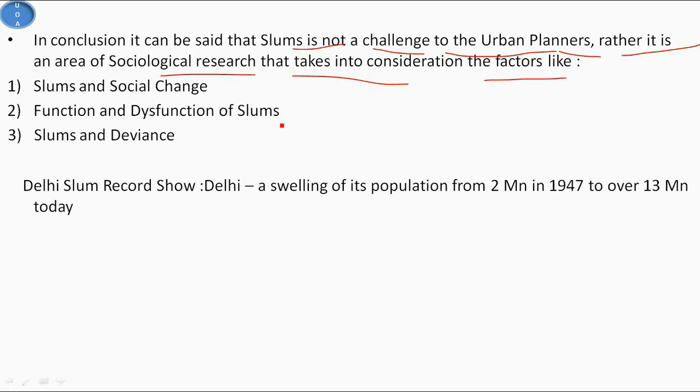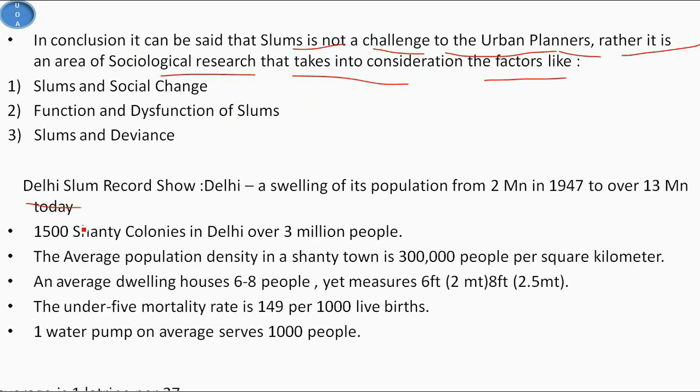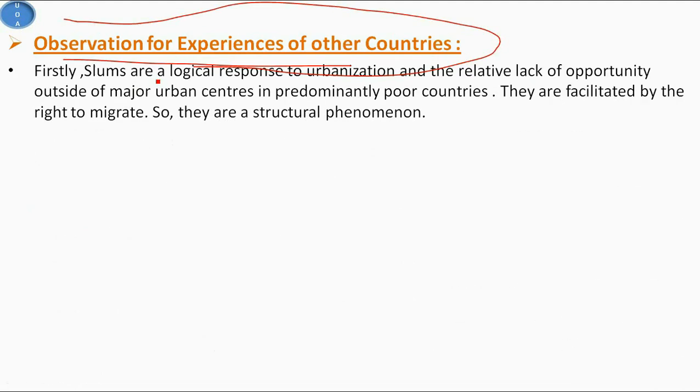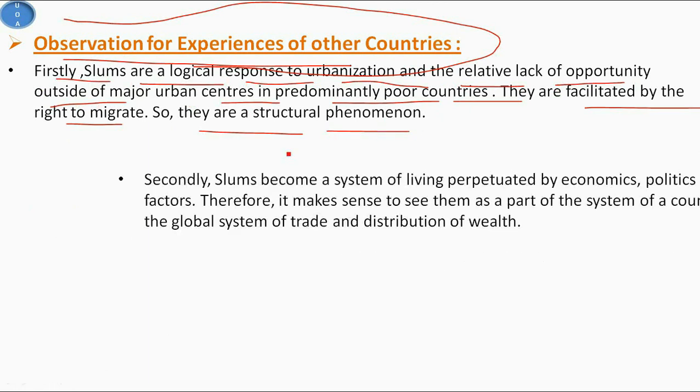So basically now you can see a record of Delhi, you can read it. So now we see the observations from the experience of other countries. So firstly, slums are a logical response to urbanization and the relative lack of opportunity outside of major urban centers in predominantly poor countries. They are facilitated by the right to migrate, so they are a structural phenomenon.